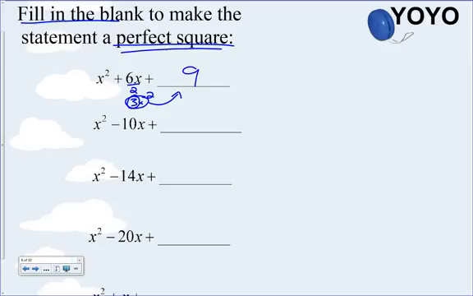Go ahead and pause it for a minute and a half and try to get the other 3. Cut them in half and square the coefficient. Go.